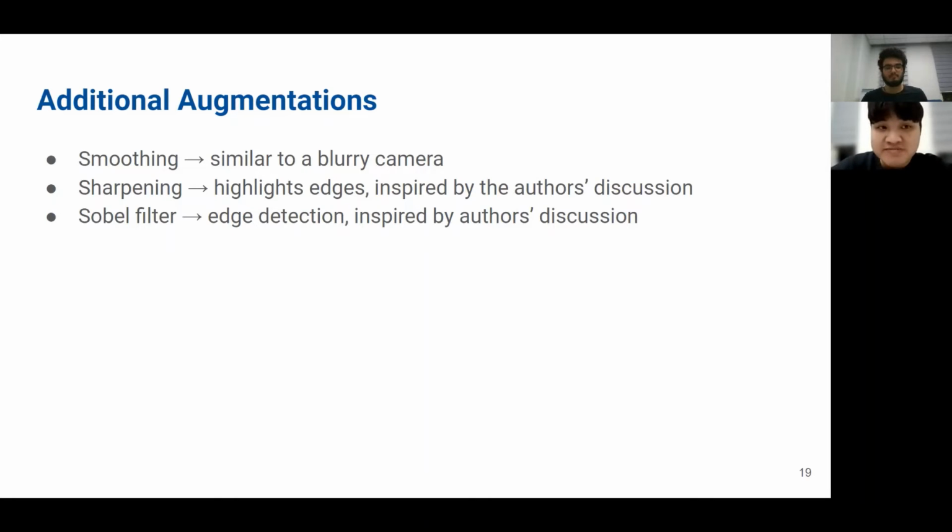So first, we try some additional augmentations, which are smoothing, sharpening, and Sobel filter. Smoothing is very similar to applying a blurry camera. Sharpening highlights the edges, which is inspired by the author's discussion, and Sobel filter is an edge detection mechanism, which is also inspired by the author's discussion.